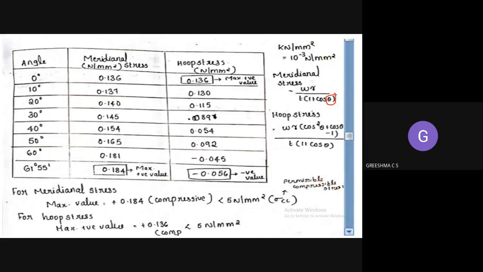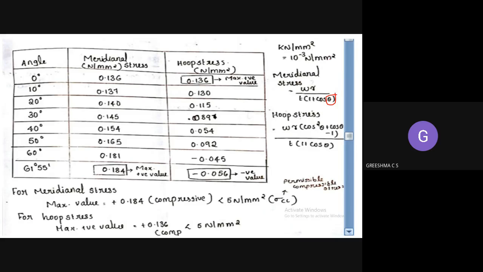So we have to find out whether this 61 degree 55 minutes is having the maximum stress or not. We have to find the meridional stress and hoop stress not only at 61 degree 55 minutes but at all the angles before it. That is the thing that you have to find out. Okay, forget about the hoop stress now. First of all we will do the meridional stress.